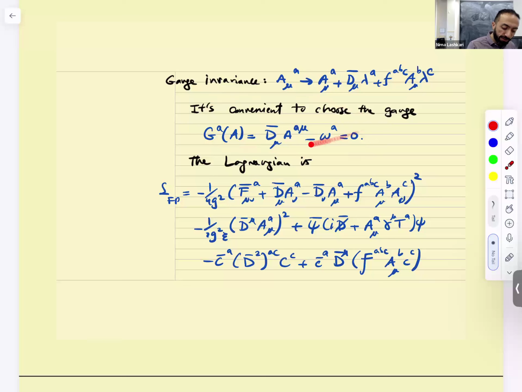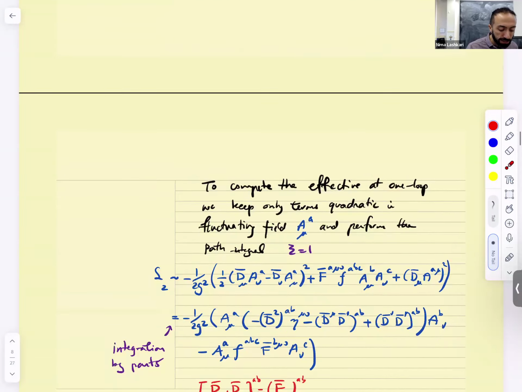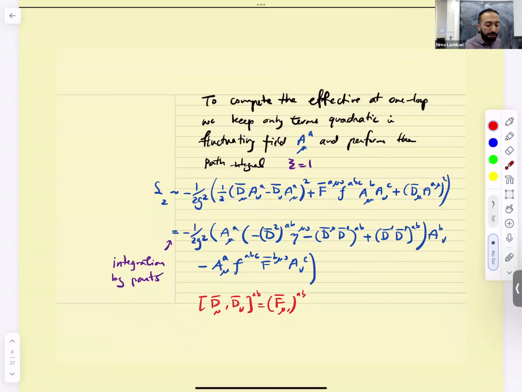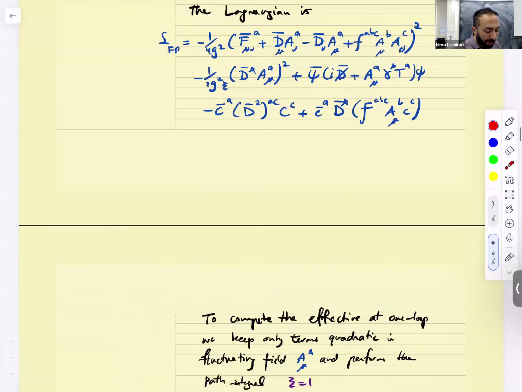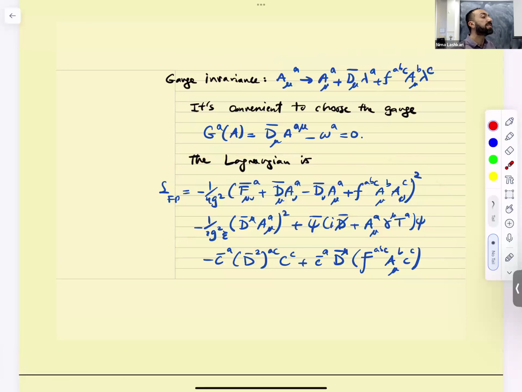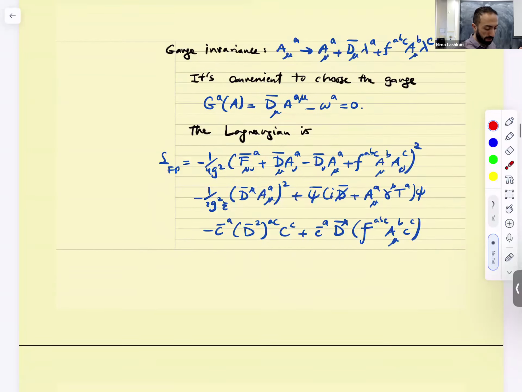We can use this convenient choice of gauge, also motivated by the background gauge field. Now the Faddeev-Popov Lagrangian looks like this. I'm not going to bore you with it. We went through this. What we did was we calculated the effective action at one loop by taking this Faddeev-Popov Lagrangian and expanding to second order in fluctuation.